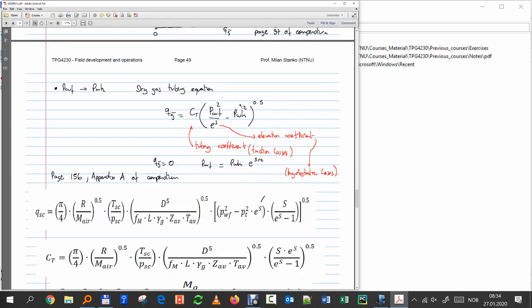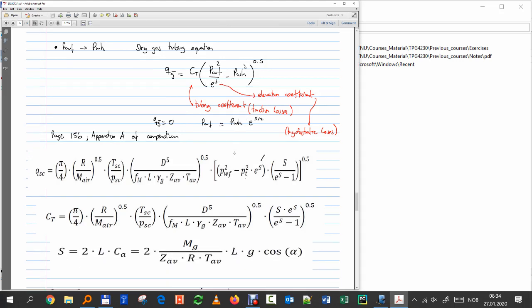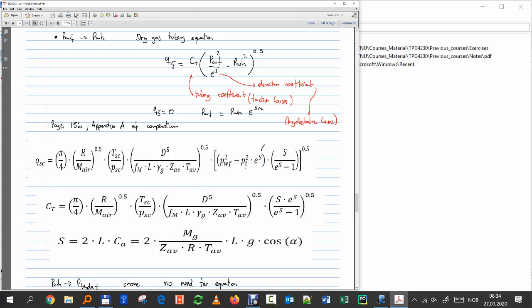The tubing equation using the Bernoulli equation and integrating for the change in density. Okay, and the equation looks something like that.